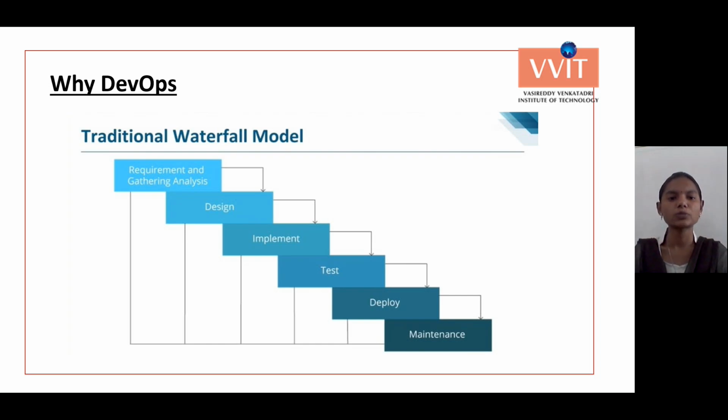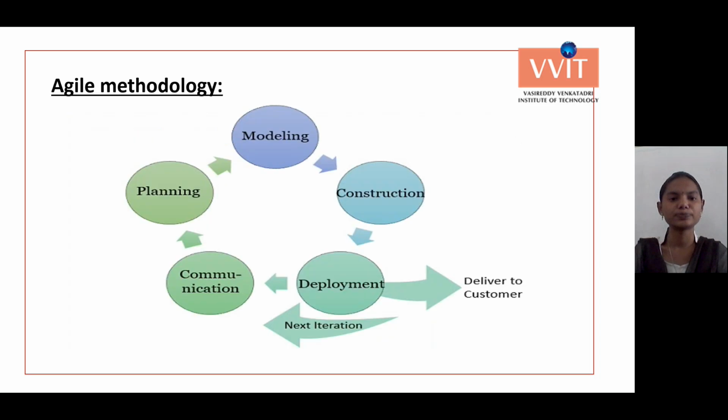Let us see another process model, which is the Agile model. In the Agile model, it is an iterative process. First, the communication between the client and the developer will take place. Communication, planning, modeling, construction, deployment, and delivering the product to the customer. After delivering the product, they will add some other features, and they continuously iterate the product to make it better.